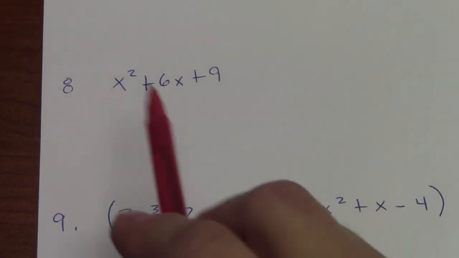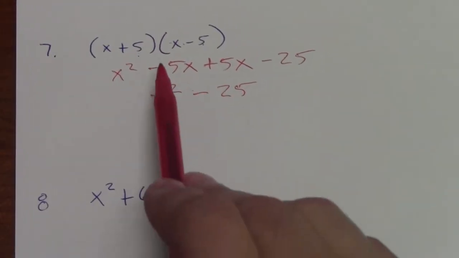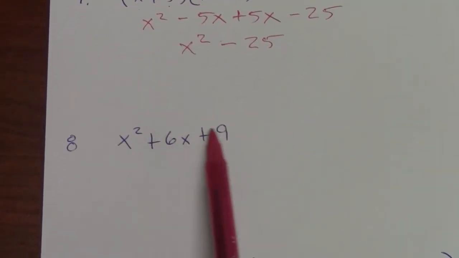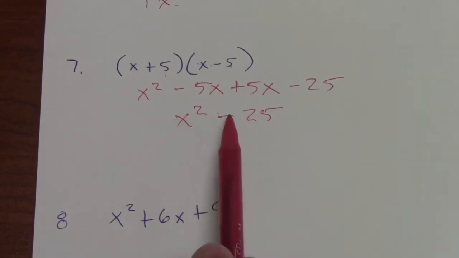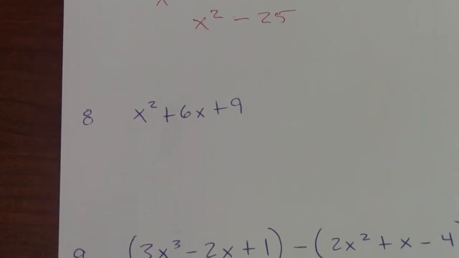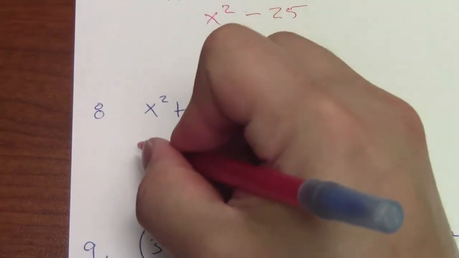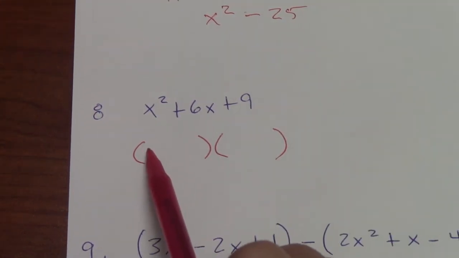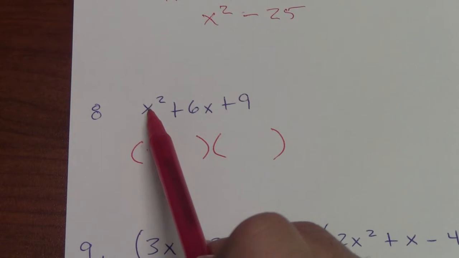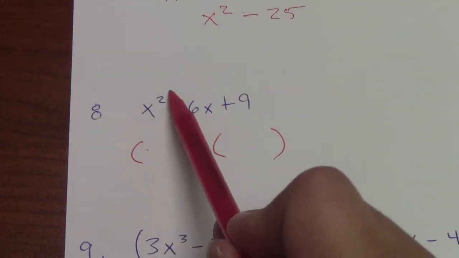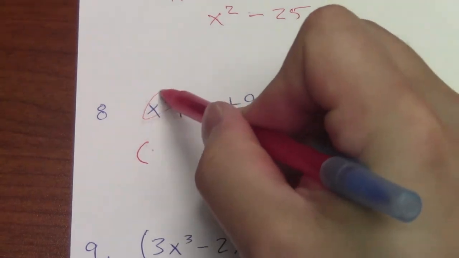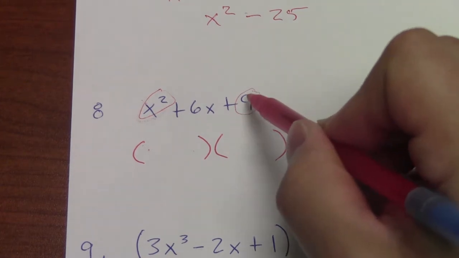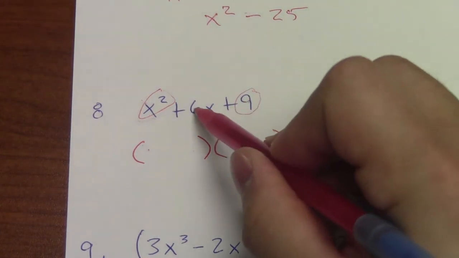This problem right here, what you're doing is you're breaking it into this type of format. If you look at this, this is what we ended up with here. We're just doing the reverse. So what we're going to do is break this into 2 parentheses. Now the first number is this: something times something will give you this. And then the second number is this: something times something will give you this. 2 numbers multiplied will give you this, and when they're added together, they'll give you this.